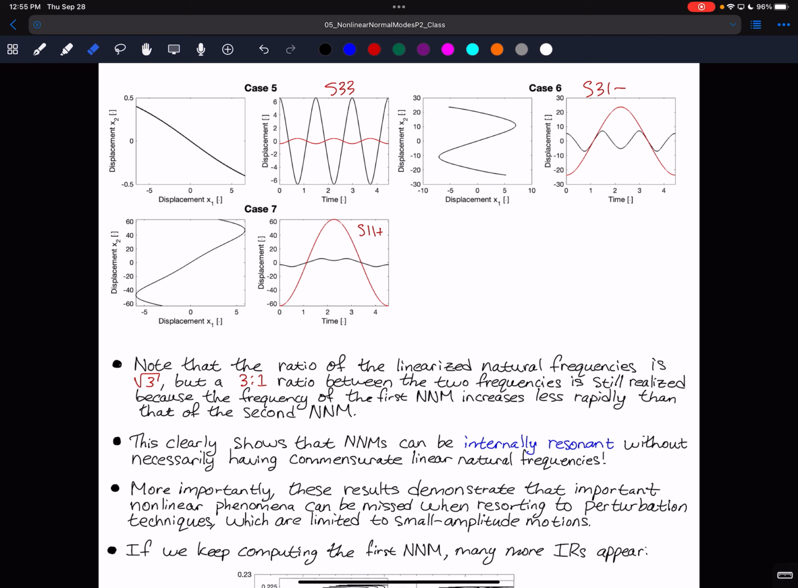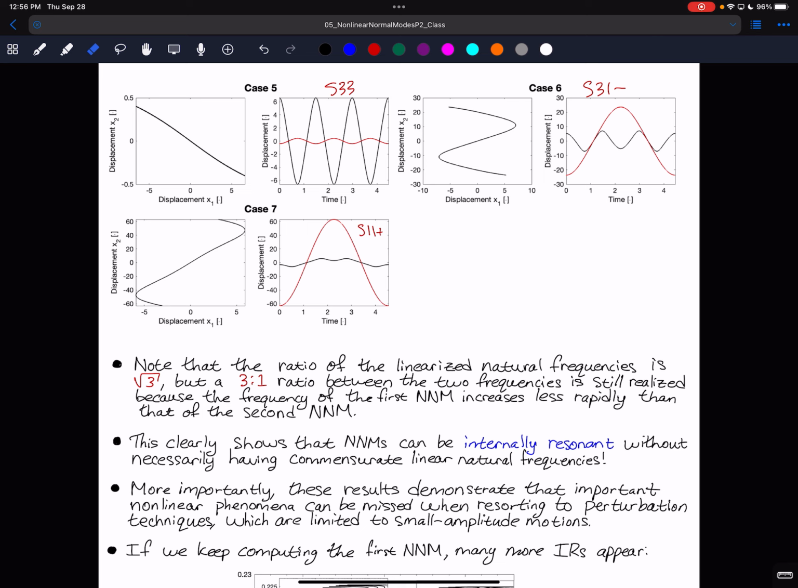And it's also not just like 3-to-1. You can have things like, in fact, when we do the data-driven stuff, we will just find a 5-to-2 internal resonance between two modes. So it doesn't necessarily have to be n-to-1 or 1-to-n. It can be any kind of integer ratio.